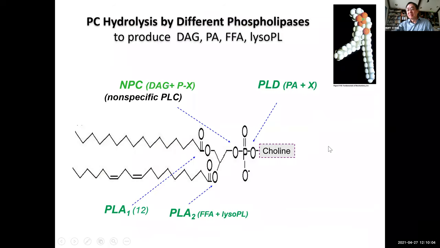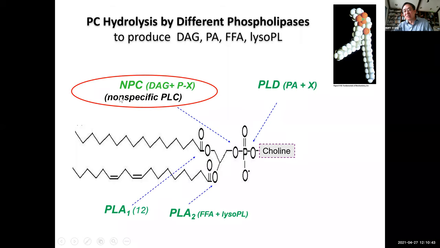So phosphatidylcholine, again a major player in oil production, can be metabolized by many different enzymes. Phospholipases can hydrolyze phosphatidylcholine at different positions, like phospholipase D, which we are going to talk about later. It hydrolyzes at the last terminal phosphodiester bond to give you phosphatidic acid and a free head group. And the C type of phospholipase, in particular this lung specific phospholipase C, we call it NPC.